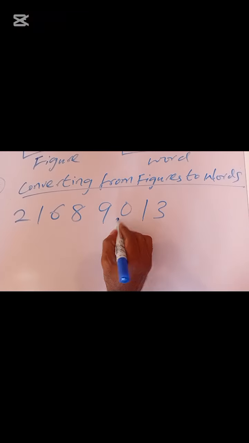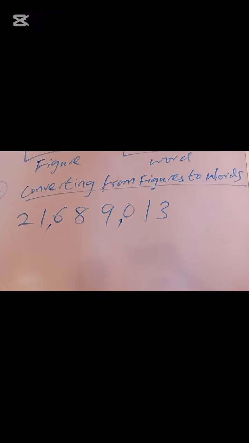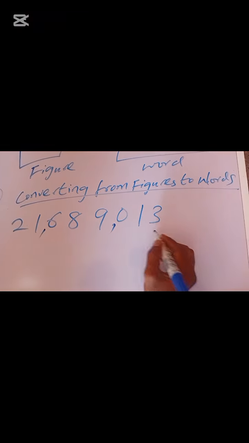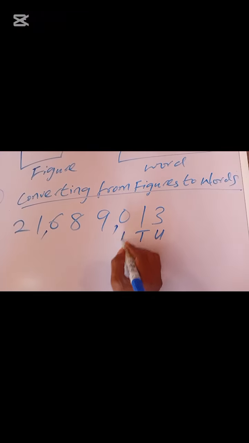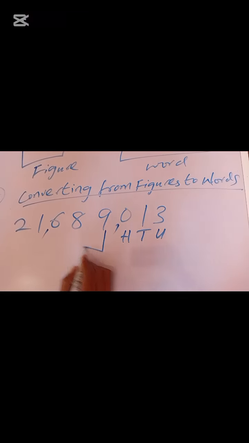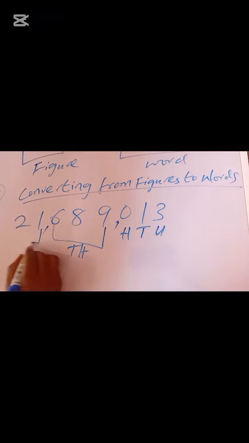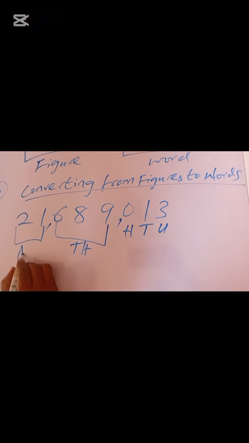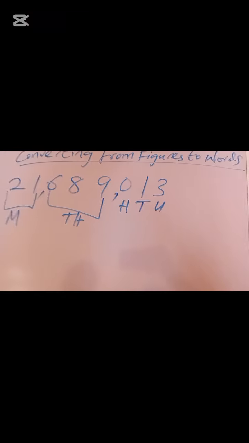1, 2, 3, put comma. Another one, 1, 2, 3, put comma. Then you label each digit. Here, this is unit, this is tens, this is hundred. Then from here to here is under thousand. Then this one is under million. This is what guides you to be able to call this number.